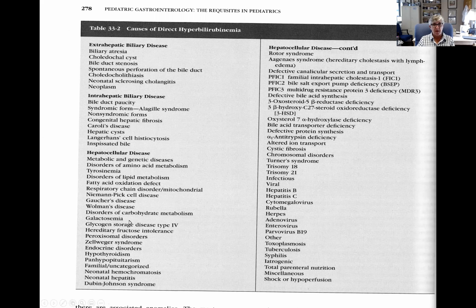Don't forget about galactosemia, which is also going to come back on your newborn screens. Newborn screens are very, very important to keep a look at and make sure you find them and follow them.